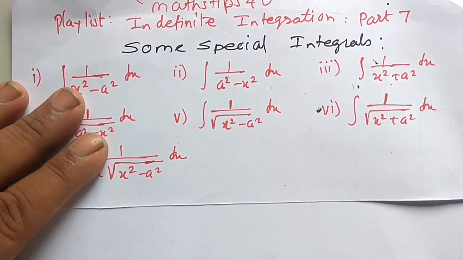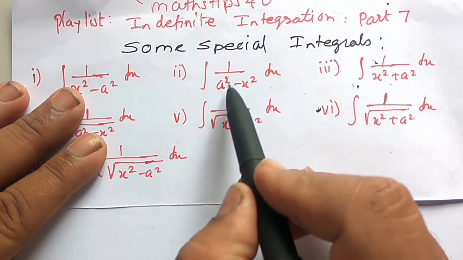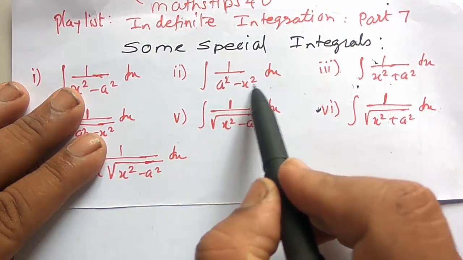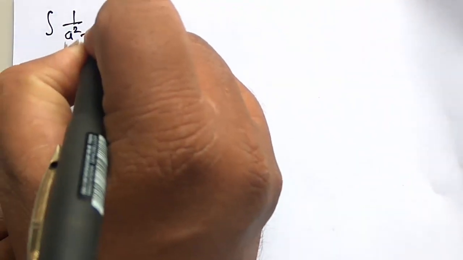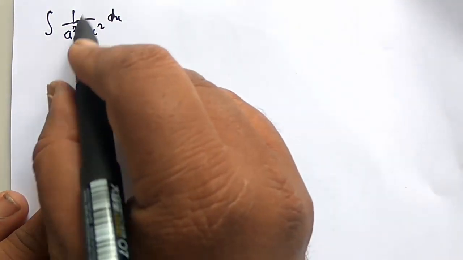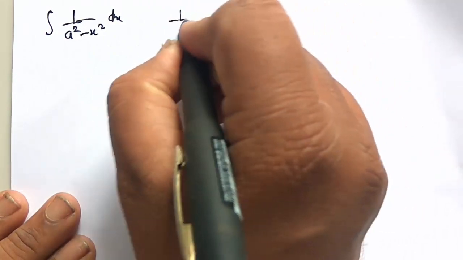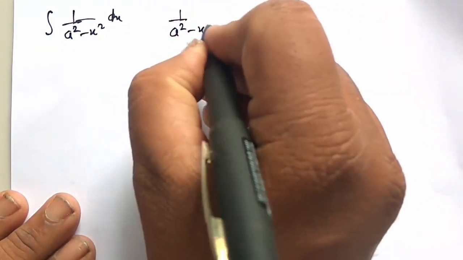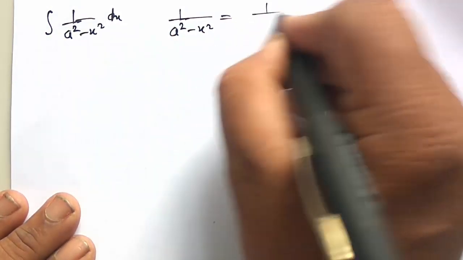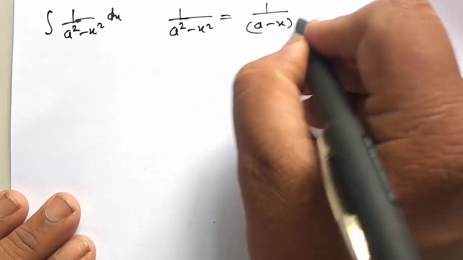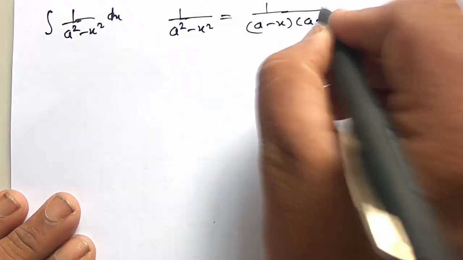Example number 2, integration of 1 upon a square minus x square dx. Now we factorize the integrand. The integrand is 1 upon a square minus x square. It is equal to 1 upon a minus x into a plus x.